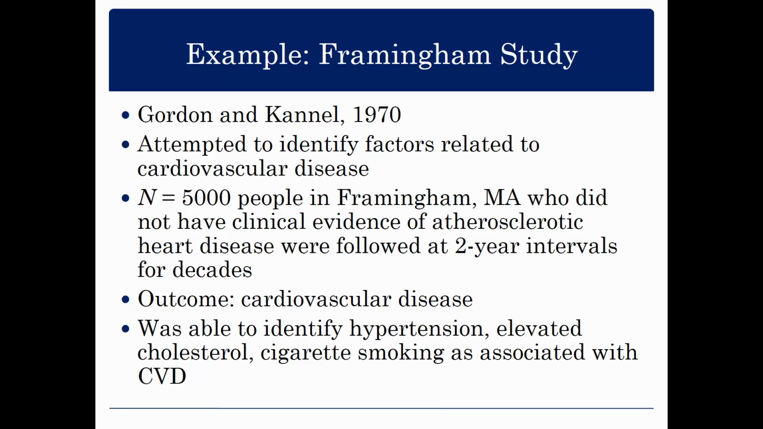The Framingham study is the biggest example of the cohort study. They collected data prospectively on individuals to identify factors related to cardiovascular disease. They followed them forward in time to see whether or not they eventually developed the disease, and they were able to identify hypertension, elevated cholesterol, and cigarette smoking as associated with that outcome.